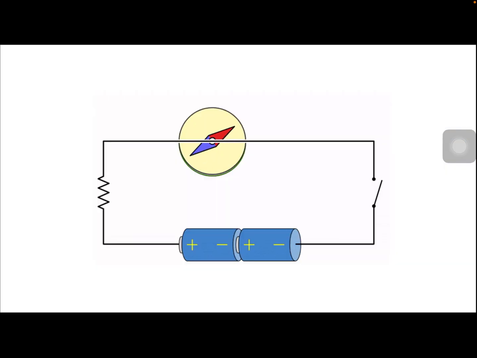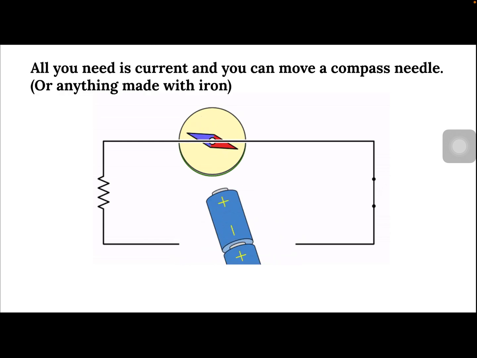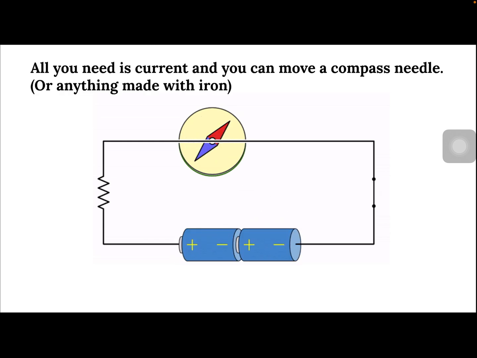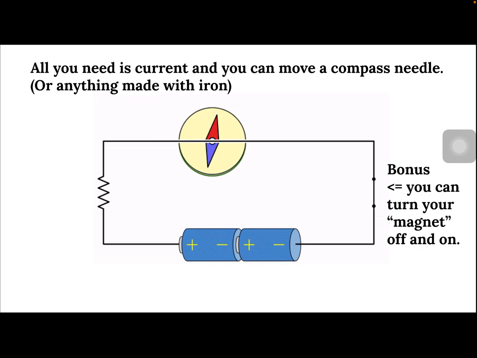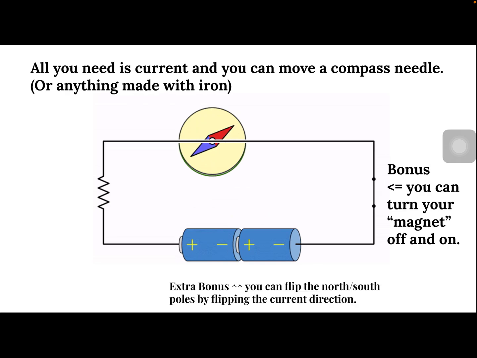A moving electric charge creates a magnetic field. And that's pretty cool. So if you take a circuit, all you need is current, and you can move a compass needle or anything made of iron. Another bonus here is if you could turn your magnet on and off with a switch, or if you flip your batteries, you can actually change the direction, and that might be useful if you think about some devices that might use this principle.